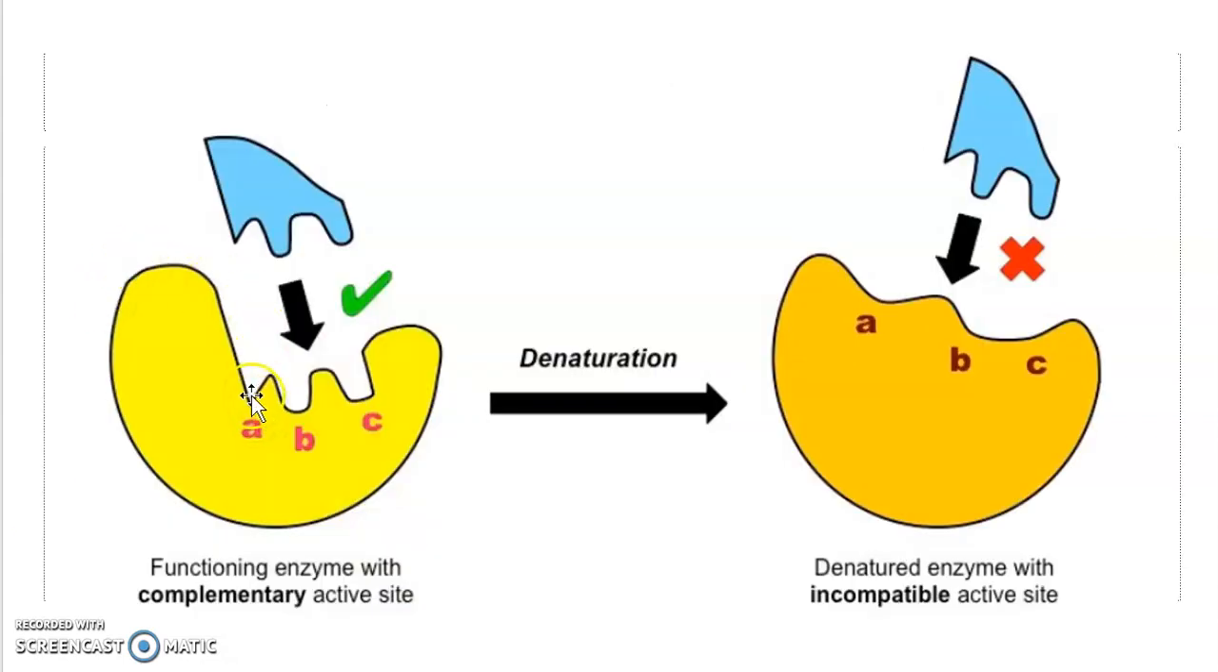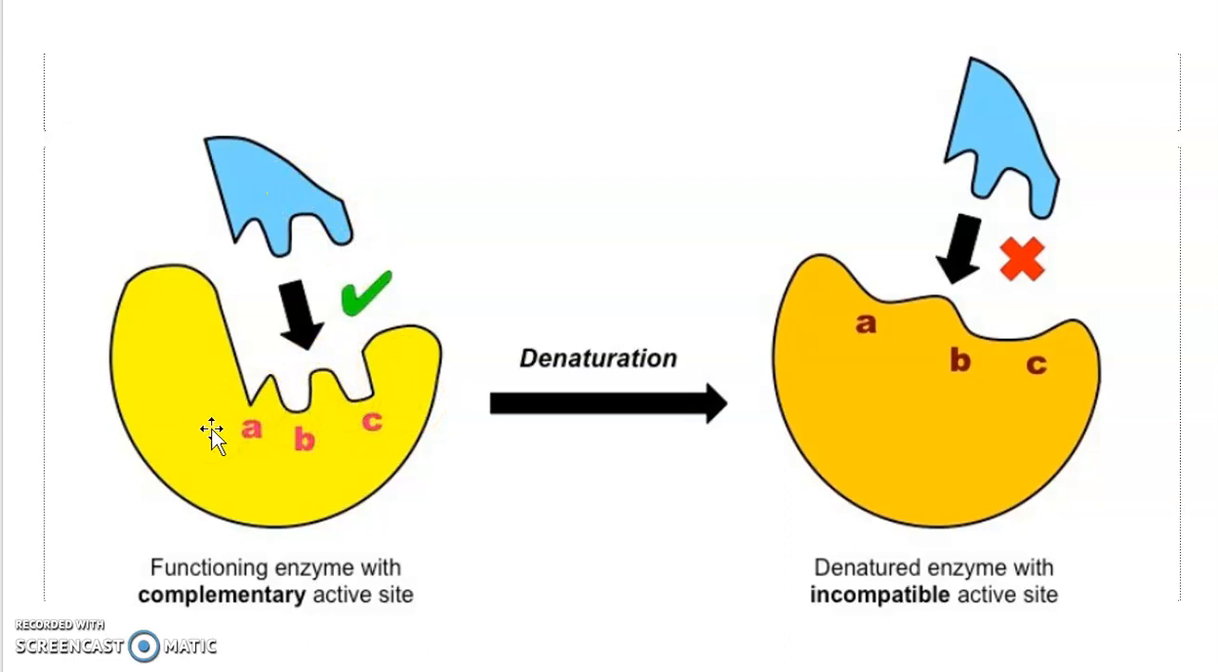So here we can see the shape of the active site, and here we can see the shape of the substrate. And if this substrate can collide with this active site, then we're going to get a reaction taking place. So this is going to work. Okay, this is a functioning enzyme, and we've got the complementary shape of the substrate with that of the active site.